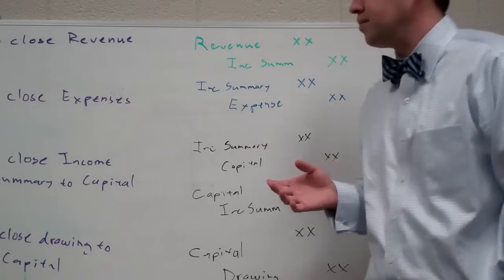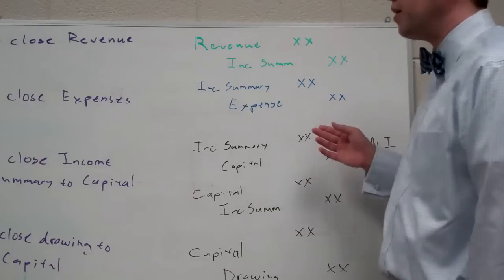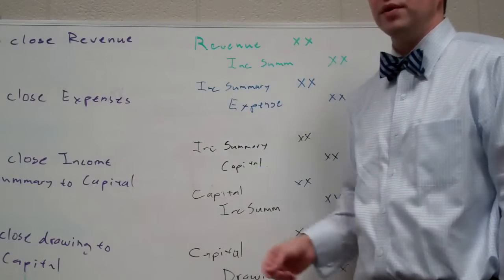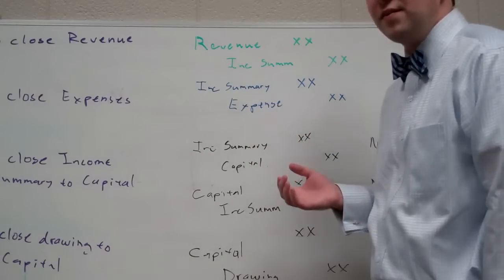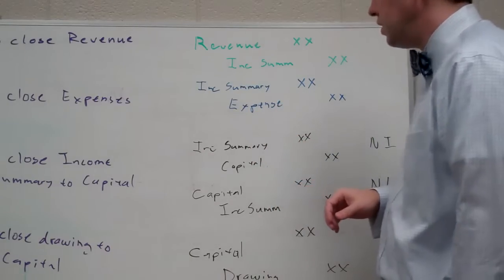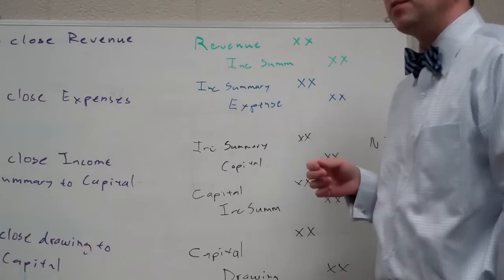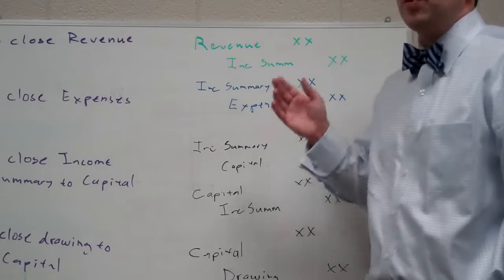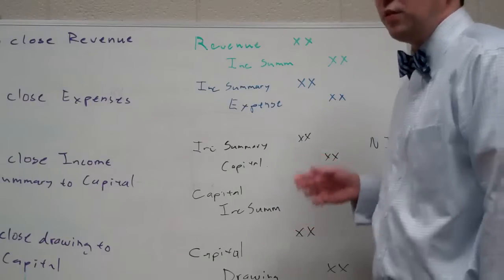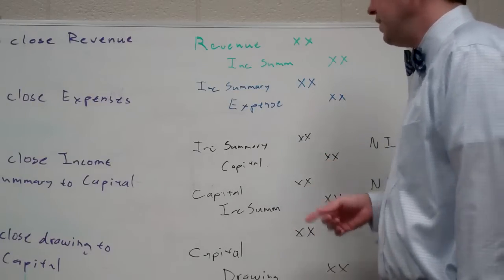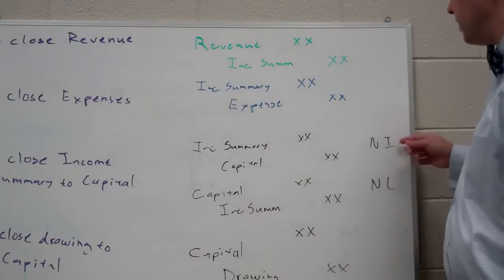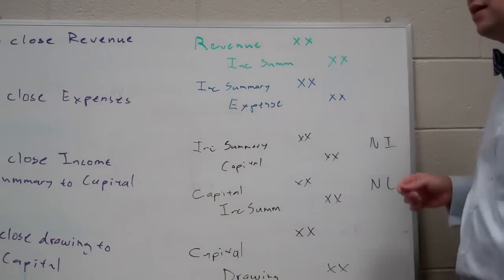Either way is fine. From there, we've got to close the income summary account to capital because the income summary has to have a zero balance as well. Now, if income summary has an overall credit balance, which means revenues were greater than expenses, and we have net income, then we need to debit income summary and credit capital. That's what the entry looks like when we have net income.